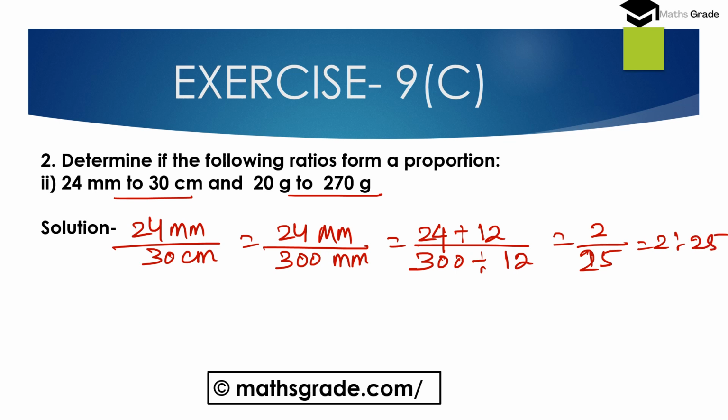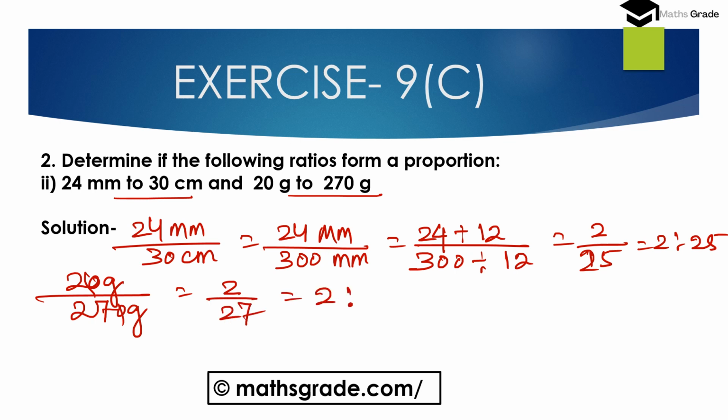Now the ratio 20 gram to 270 gram. Between 20 and 270, 2 is the common factor, cancelling 0. 2 divided by 27, that is 2 is to 27.